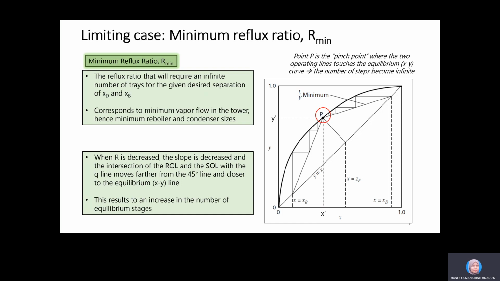Now, one limiting case for R is the total reflux. From total reflux, we get the minimum number of stages. Total reflux is the maximum reflux that we can operate with theoretically. The minimum reflux ratio that we can operate with theoretically is called Rmin, the minimum reflux ratio. Rmin is the reflux ratio that will require an infinite number of trays for the given desired separation of XD and XB.